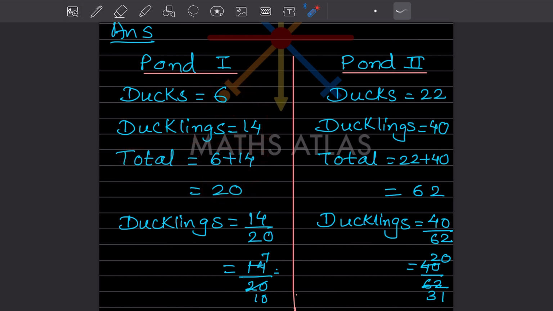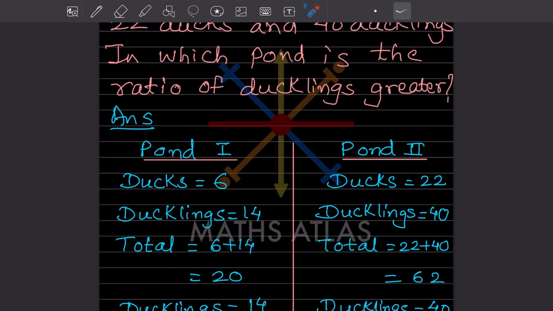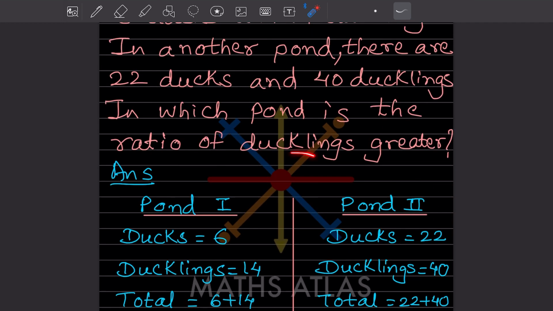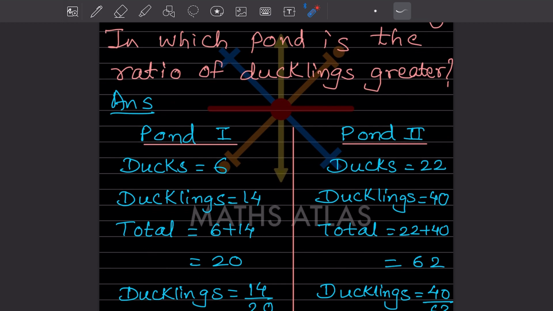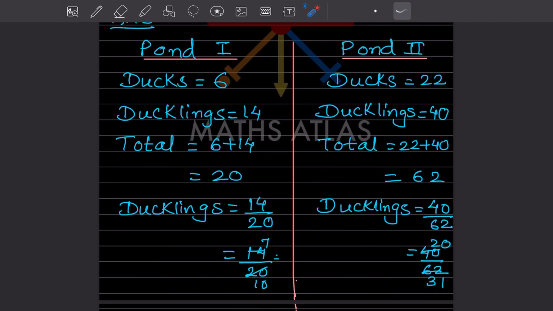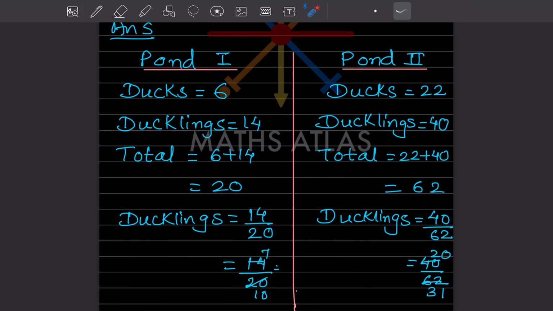Okay, now look at here. Let us see simultaneously and then come to the final conclusion. Here this is 22 and this is 40, so here the total is 62. Now, what did they ask here? In which pond is the ratio of ducklings greater? Either in this one or this one. So now what we see here, that ducklings is 40.